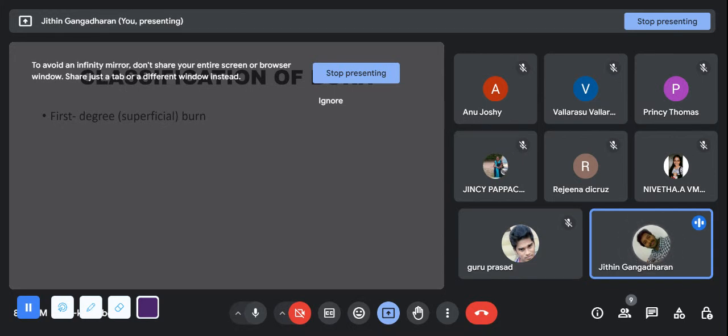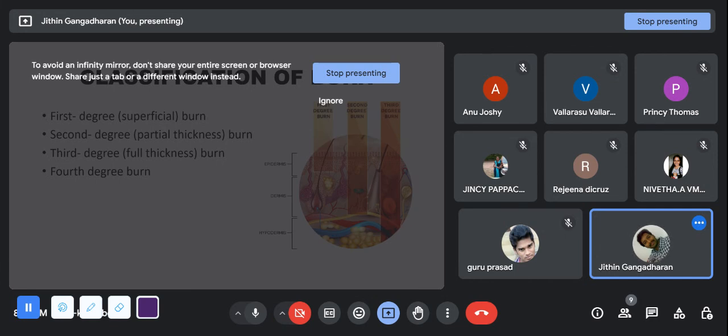So first is first degree burns. The first degree burn is a superficial burn. Then comes second degree burns. It's a partial thickness burn as well as a full thickness burn. Then third degree burns, fourth degree burns.